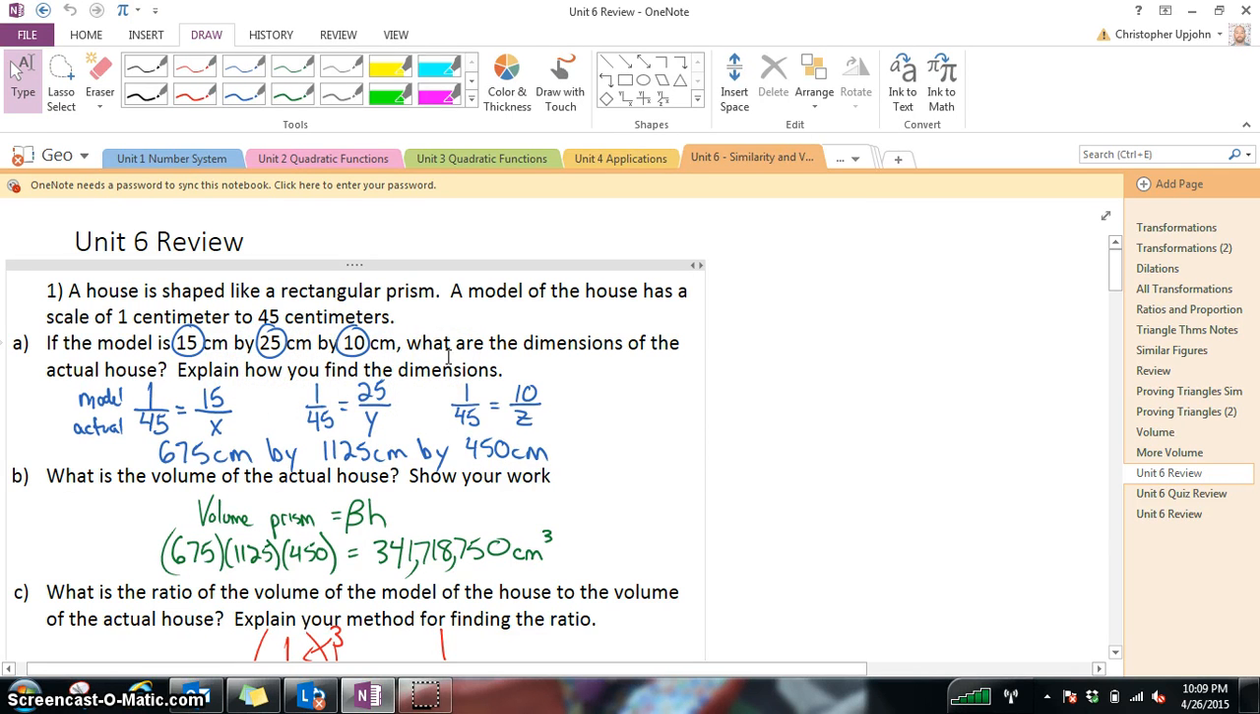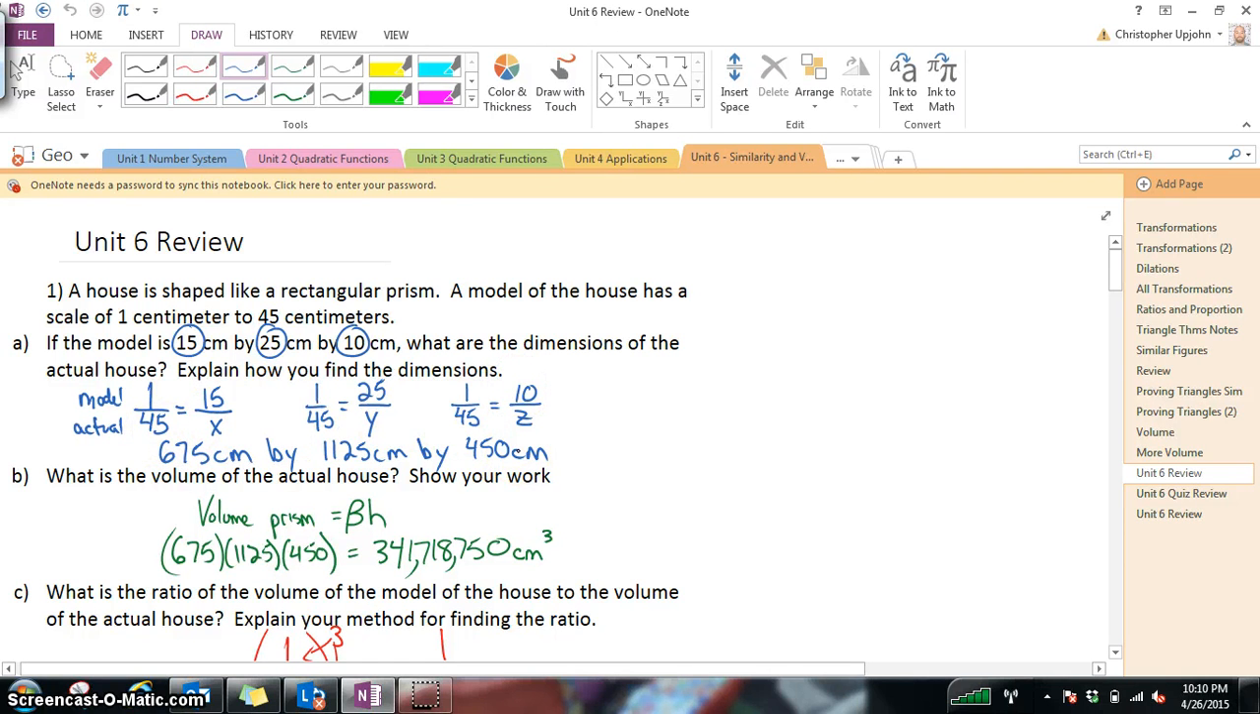We set up our proportions. 1 over 45 equals 15 over x. 1 over 45 equals 25 over y. 1 over 45 equals 10 over z. 1 is our model, so 15 is our model, 25 is our model, 10, and 45 is our actual, and that's what we need to find.